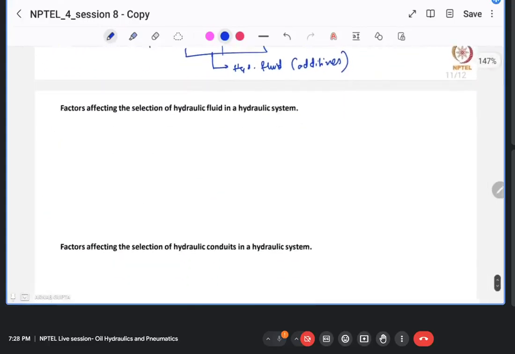Next, as I already said, while selecting a hydraulic fluid, many things should be kept in mind. So, what are those things? What are the factors that should be kept in mind while selecting a hydraulic fluid for a particular hydraulic system? Number one is your operating pressure. Based on your load, you need to calculate the energy, and accordingly, the fluid energy is basically delta P into flow rate, that is Q. So first, based on the particular application, your delta P is fixed. That is your operating pressure.